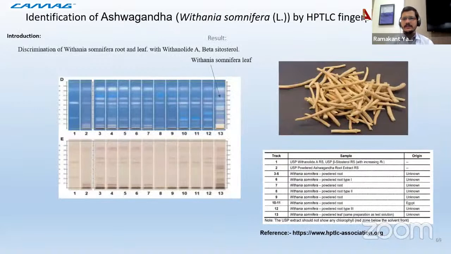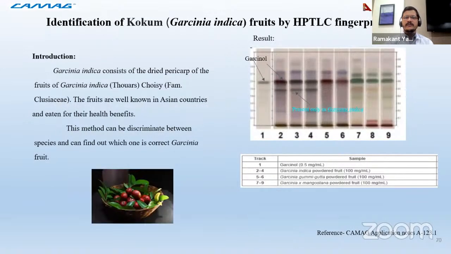Withania somnifera, that is ashwagandha, contains withanolide A, withanolide B, etc. Beta-sitosterol, sterols, different sterols. So we can separate them at different Rf values, and we can standardize the material. We can set an HPTLC method for raw material identification as well as formulations containing Withania. Then we can differentiate between two species, Garcinia gummi-gutta and Garcinia indica. Garcinol is the major marker in both, but another marker which comes at a lower Rf value than garcinol is present only in Garcinia indica and not in Garcinia gummi-gutta.